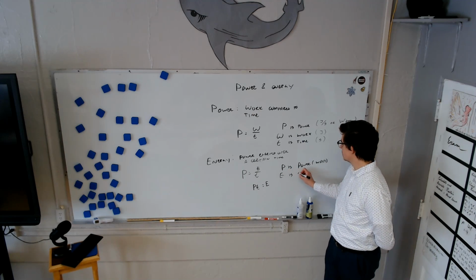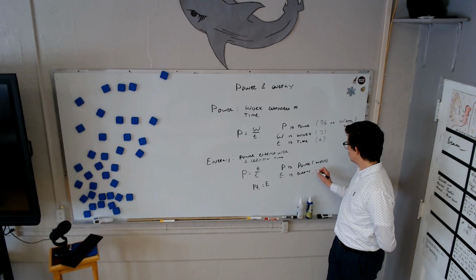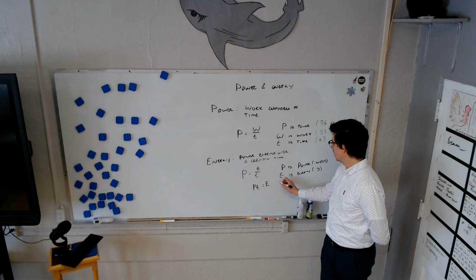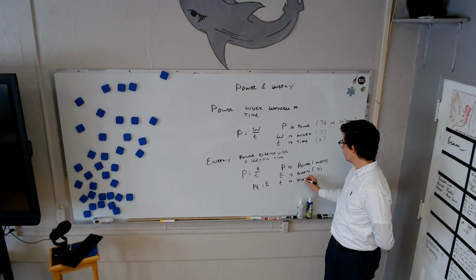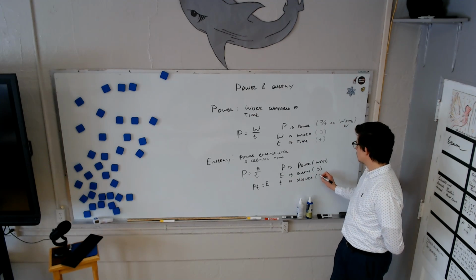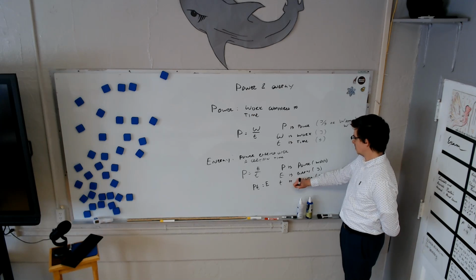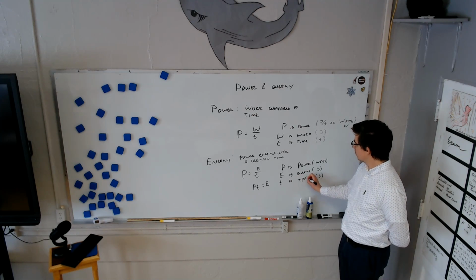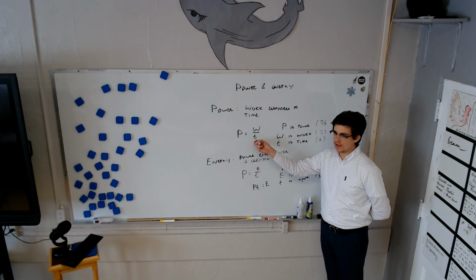E is energy, once again in joules, and T is time measured in seconds. So what have we actually learned from this? Basically, we know how to calculate power, right?